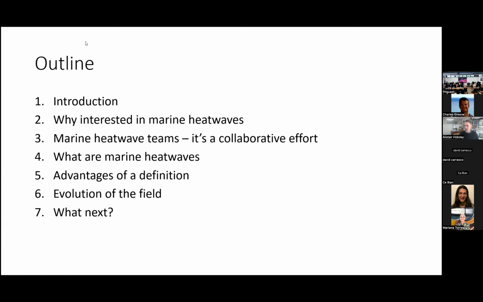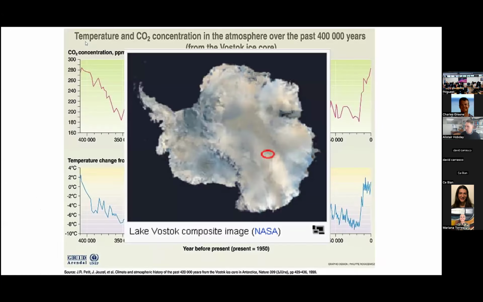Quickly going to cover today how I got interested in marine heat waves and what's the motivation for me. Then we'll talk about what are marine heat waves, and I'll provide some advantages of a definition. And these are going to raise topics that you'll hear about throughout the week. But in particular, I'm going to emphasize that much of this progress would not have been possible without a unifying definition. And I'll conclude with some thoughts about where next in marine heat wave research.